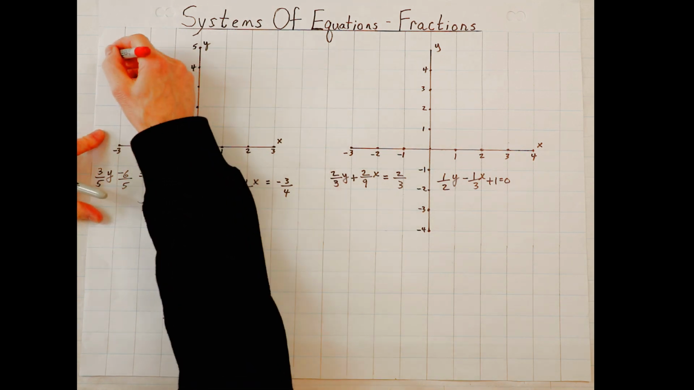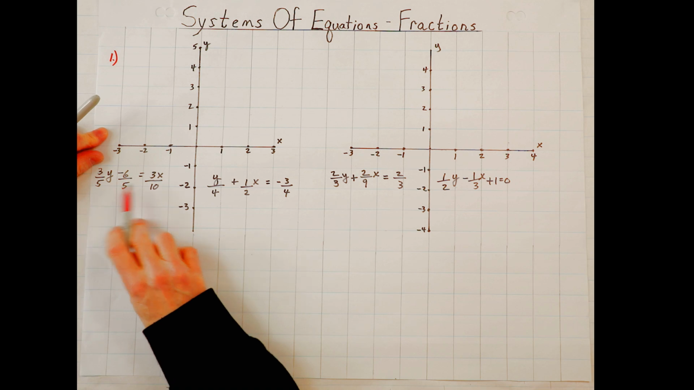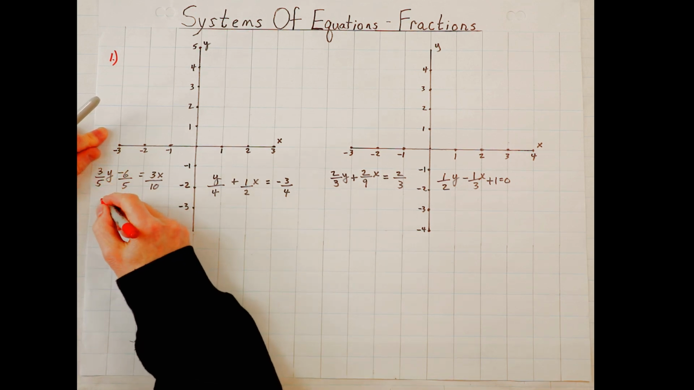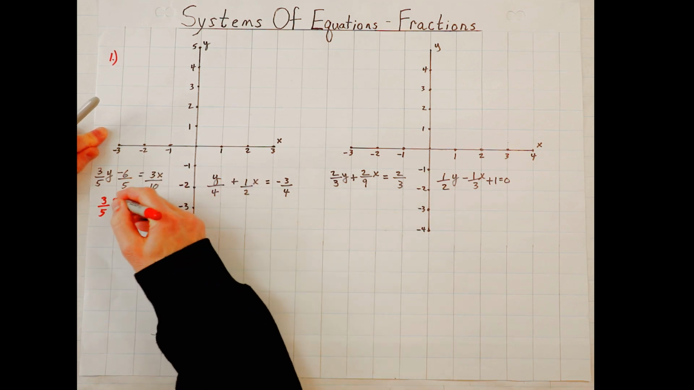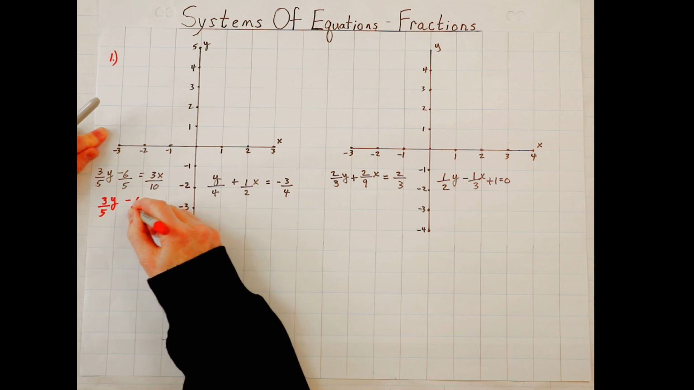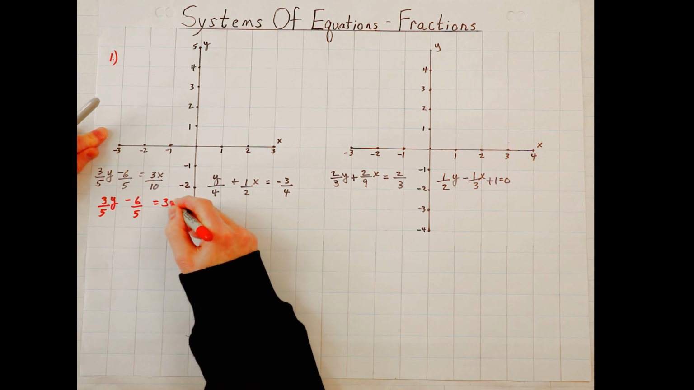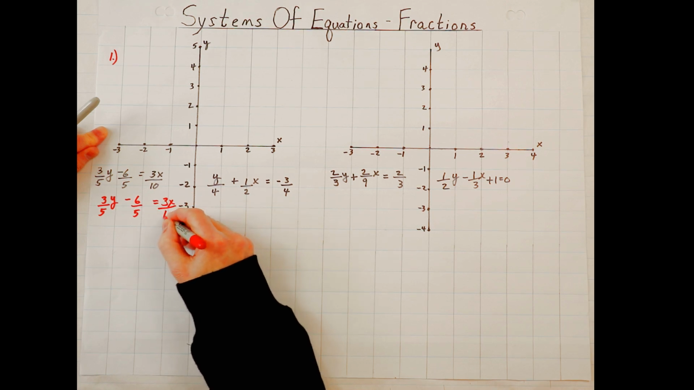So question 1 is here. And here's our equation. You can see the fractions in it. So I'm going to rewrite this: 3 over 5y minus 6 over 5 equals 3x over 10.